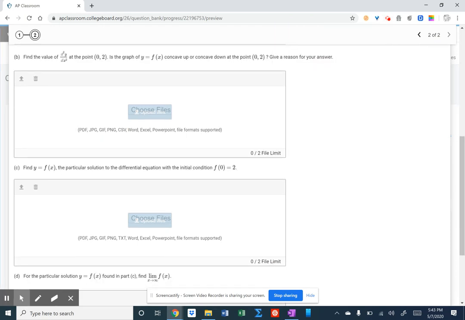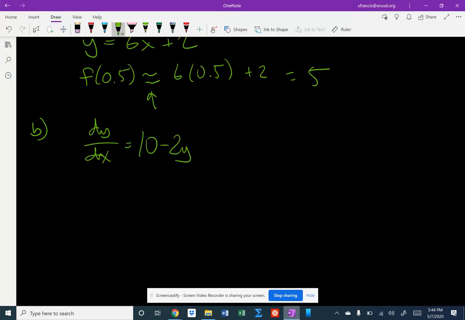For part B, we want to find the second derivative of y with respect to x at 0, 2, and then determine if the graph of y equal to f of x is concave up or concave down, and give some reason. Should be another straightforward question, but some of you made some silly mistakes on this one.